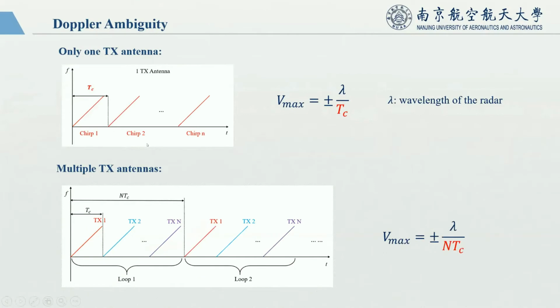However, TDM schemes result in a reduction in the maximum ambiguous velocity. In order to measure velocity, FMCW radar transmits multiple chirps separated by a time interval, Tc. Phase difference induced by this interval can be used to estimate the velocity of target. The maximum ambiguous velocity can be denoted as this. TDM radars with n antennas enlarge this time interval by n times, so the maximum velocity will decrease by a factor of n.